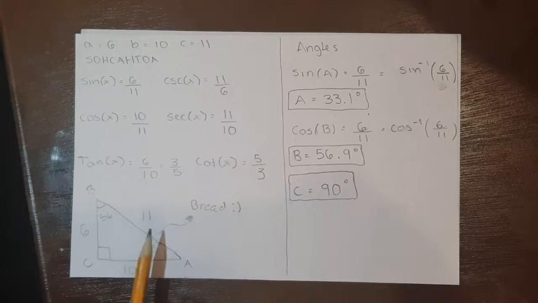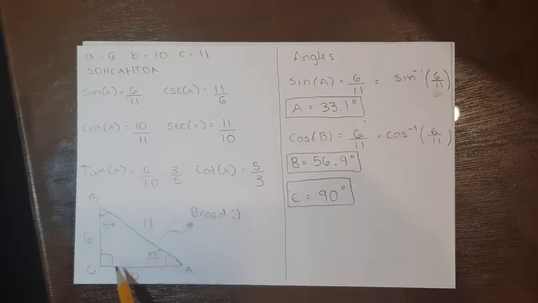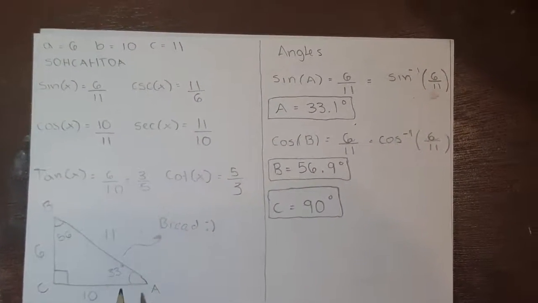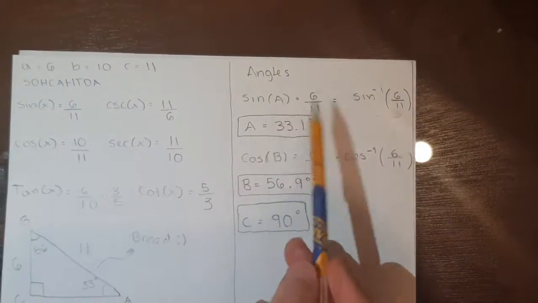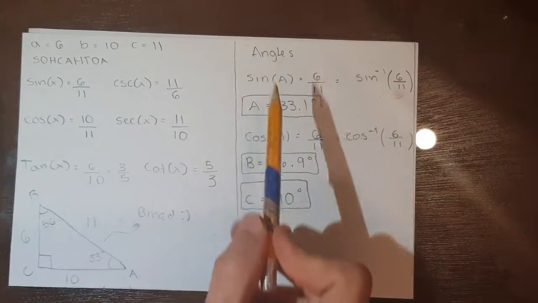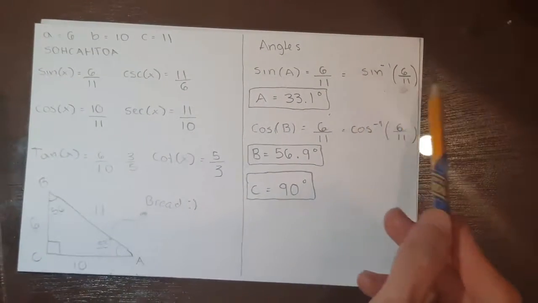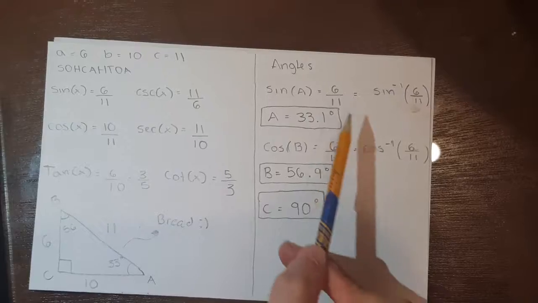Here we can see an illustration of the bread, where we clearly know that there's a 90-degree angle, so therefore it was very easy to get all the angles. So to find angle A, we first used sine of A, which is equal to 6 over 11, and sent the sine of A to the other side as an alternative notation and multiplied that times 6 over 11, and the answer was an angle A of 33.1 degrees.